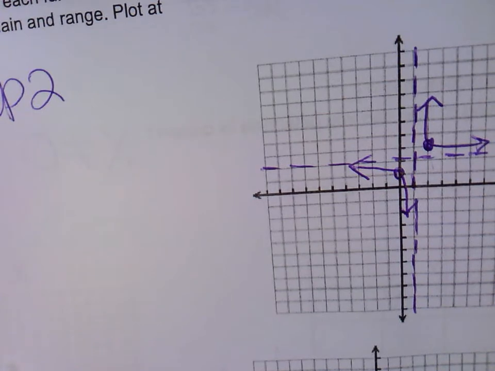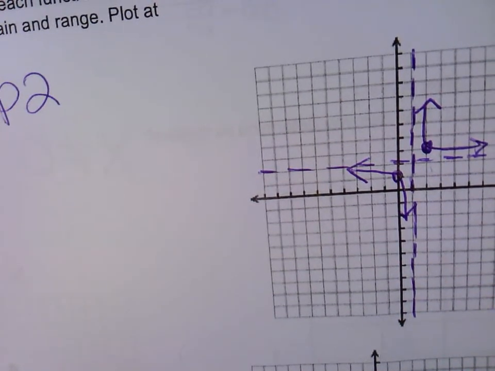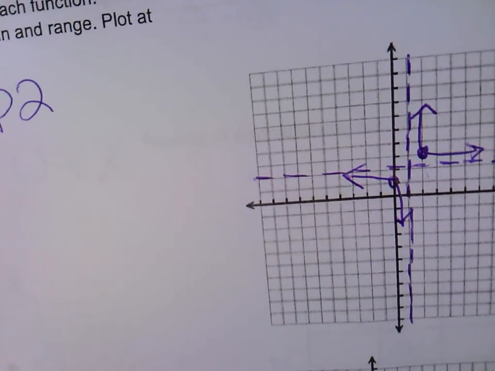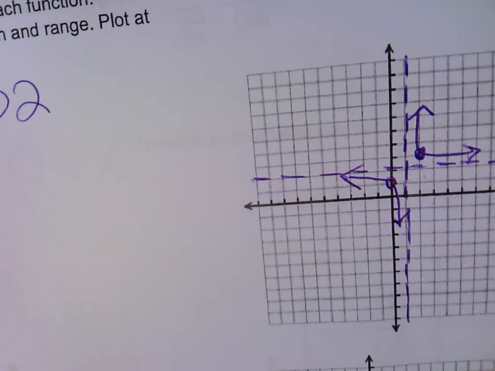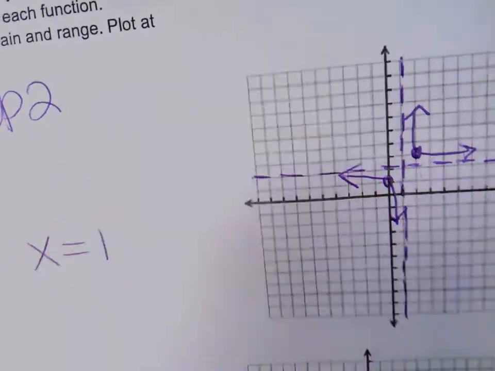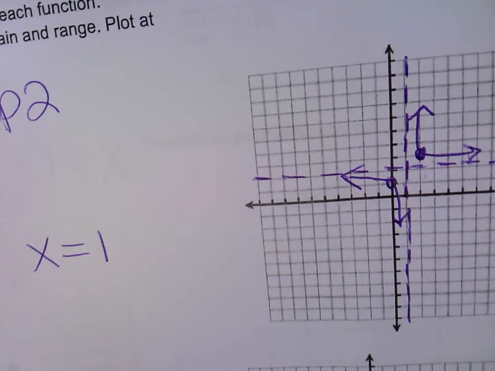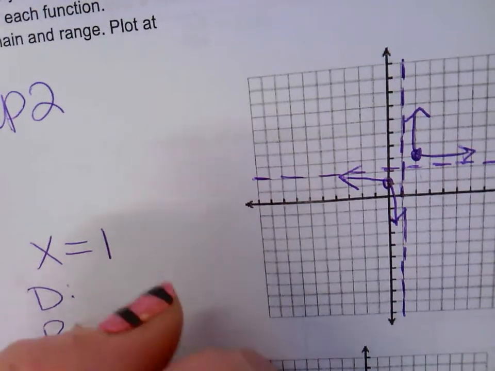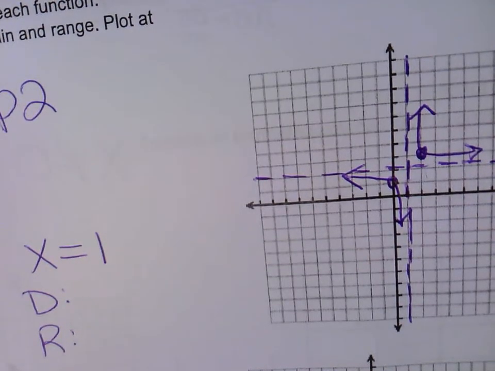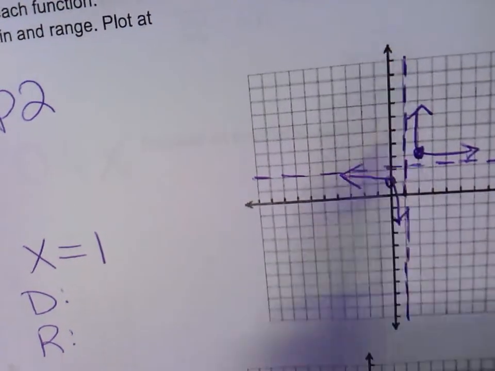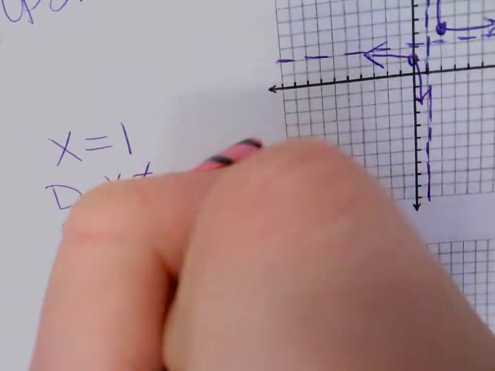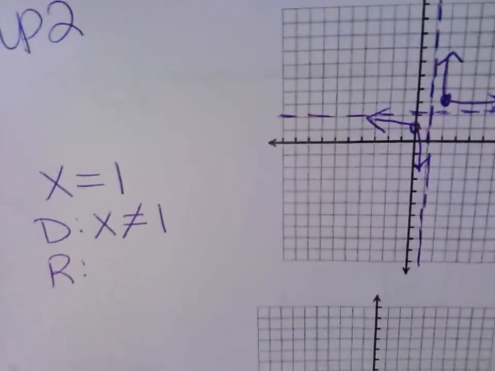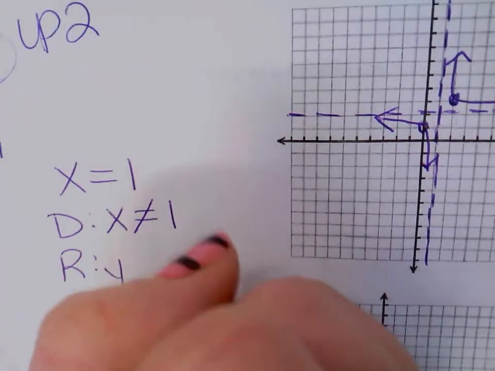And it says, give the vertical asymptotes, the domain and range, and plot 1 point on each curve. So the vertical asymptote is going to be at x equals 1. How would I write the domain? So my domain restriction is what? What can x not equal? X cannot equal 1. Won't that make the denominator 0? Right? So x cannot equal 1. And what can y not equal? Y cannot equal 2.